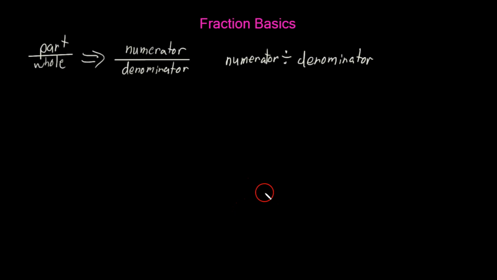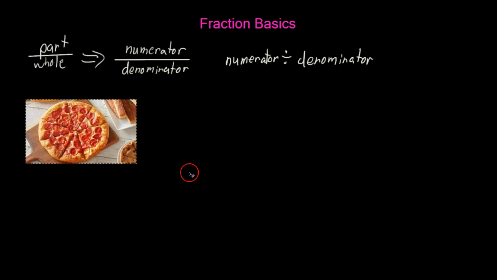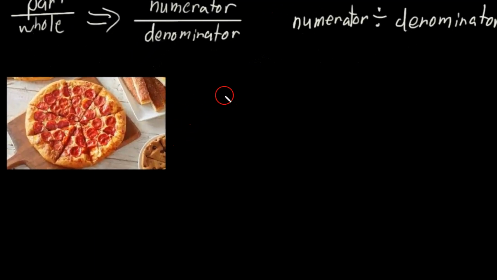So to get into this further, let's talk about pizza for a second here. We've got this pizza, which, as most pizzas, is cut into 8 different slices. So let's say you and a few friends go out and you eat 6 slices of pizza. So the part that you ate is 6. You ate 6 slices, but the whole pizza was 8 slices. So you ate 6/8 of one pizza.